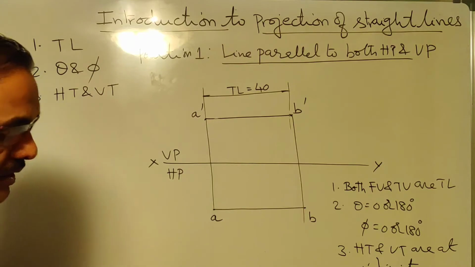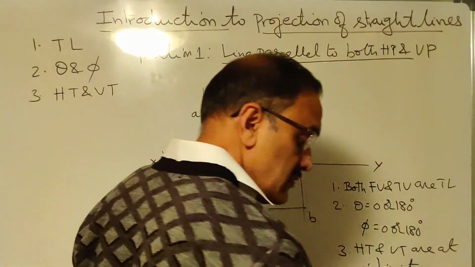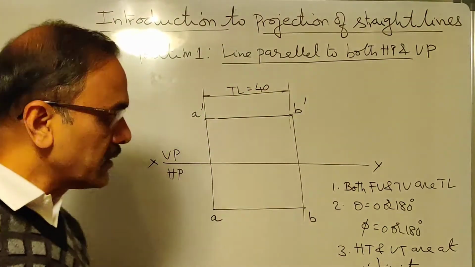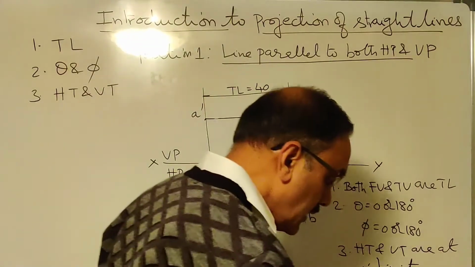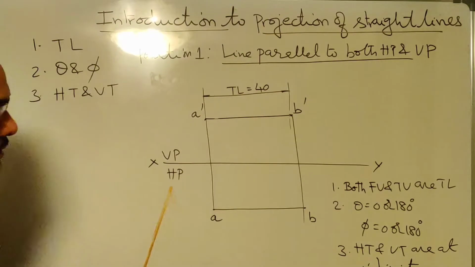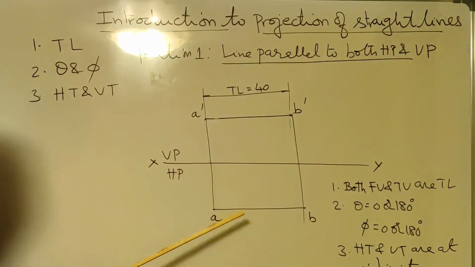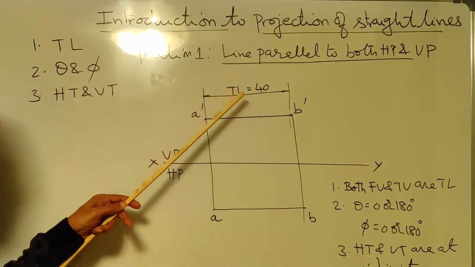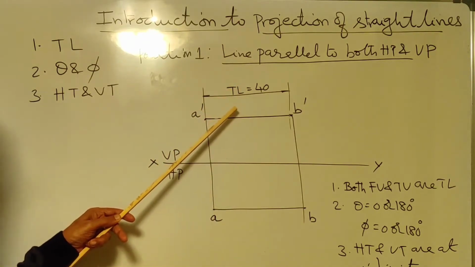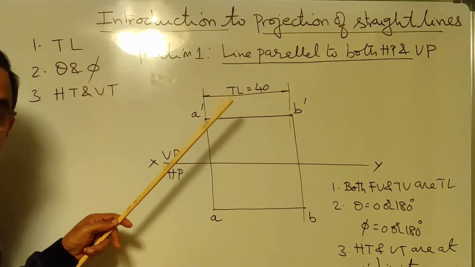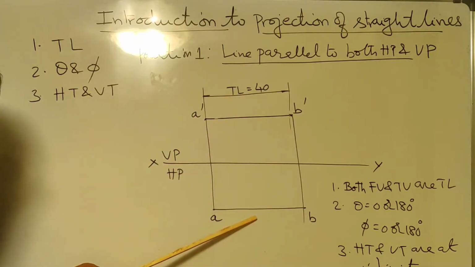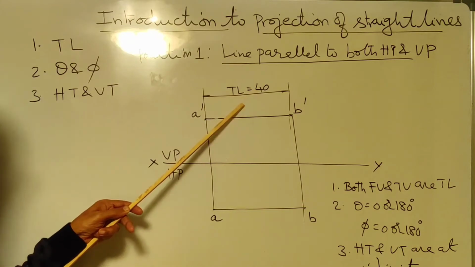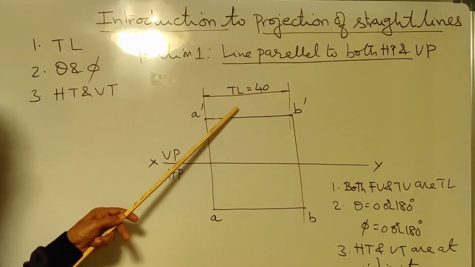Here I will give you an important statement which we call the true length principle. What is that? Let me show it here. The true length principle is like this. When the top view of a line is parallel to XY, then its front view is true length. Let me repeat again. If the top view of a line is parallel to XY line, then its projection is true length. That means the front view is true length.